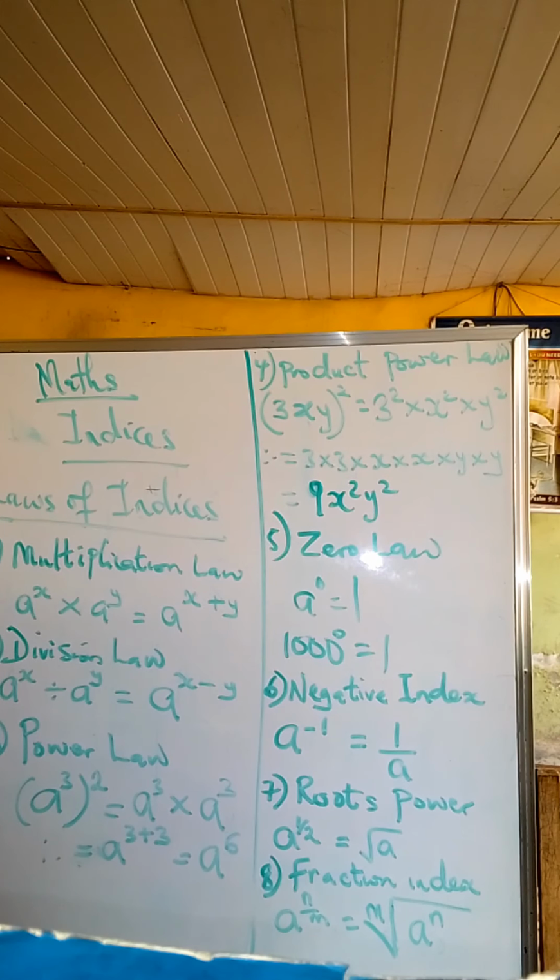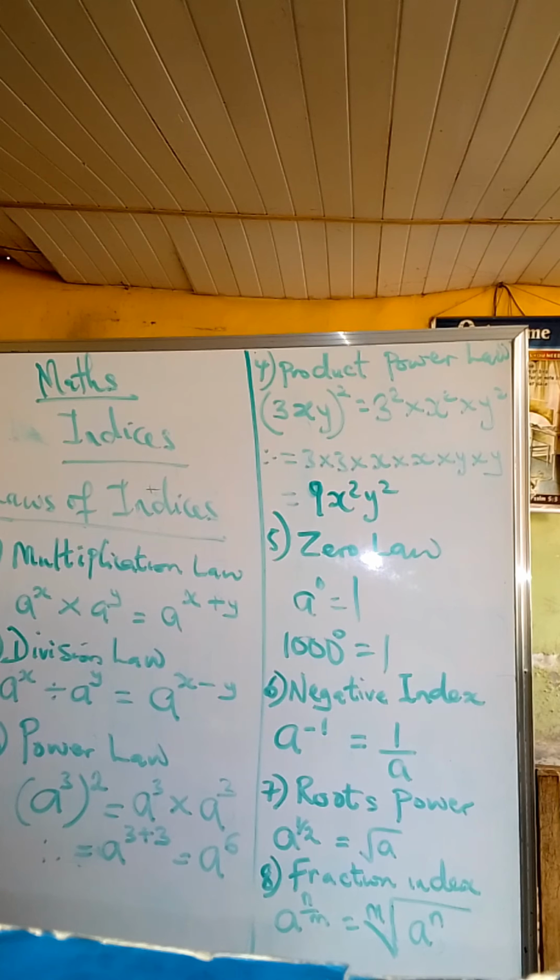Let's look at laws of indices. We are going to look at some specific laws of indices. The first one we'll look at is the multiplication law, which is a raised to the power x multiplied by a raised to the power y, and that gives us a raised to the power x plus y. Then we have the division law, a raised to the power x divided by a raised to the power y, that gives us a raised to the power x minus y.